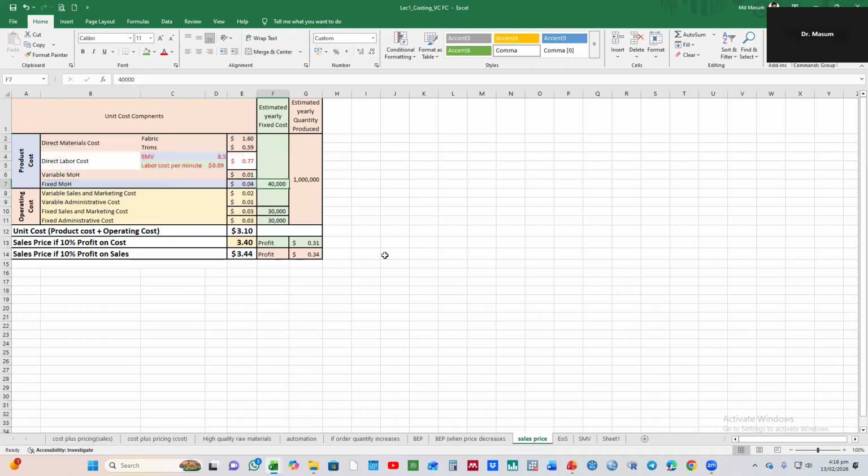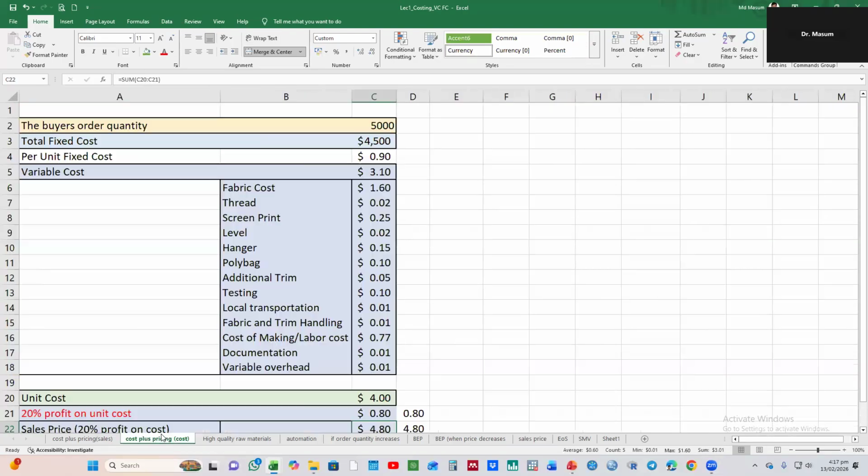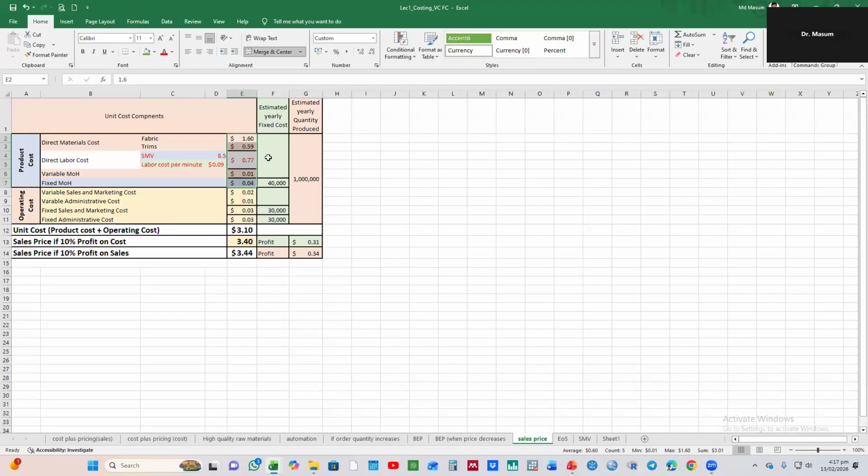Your product cost is here. What is the total product cost? The sum is $3.0. Same as the previous case. Here also the same, 3.10.